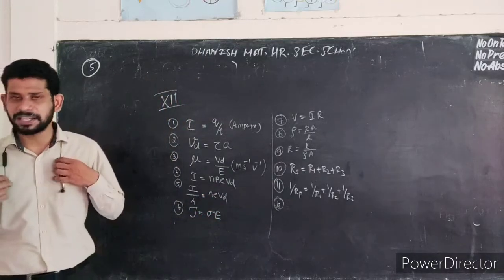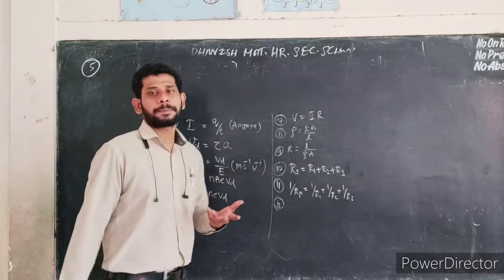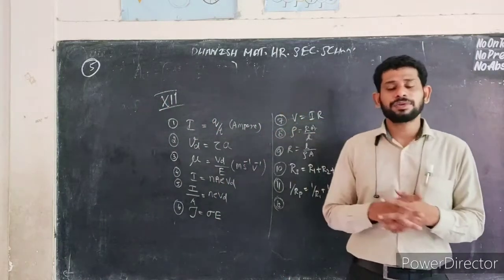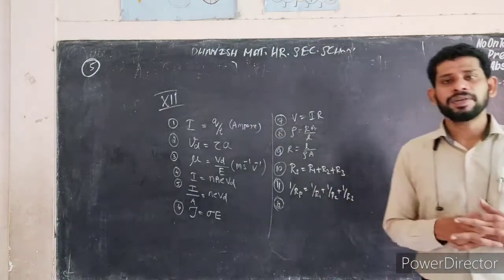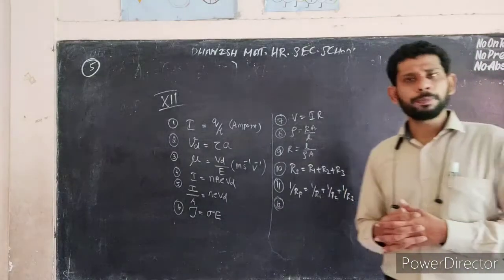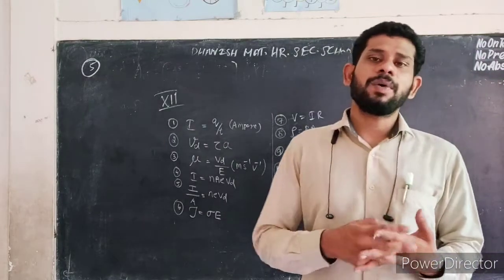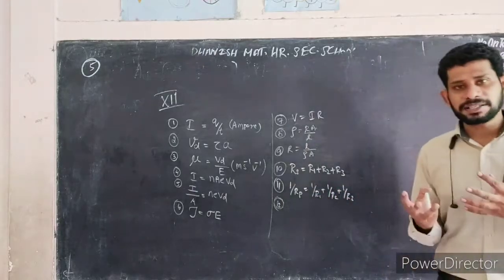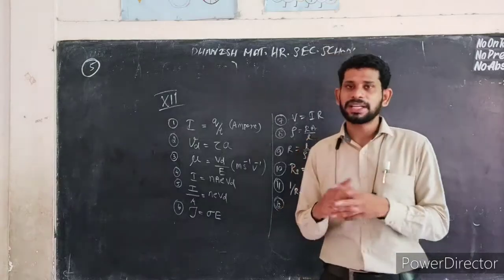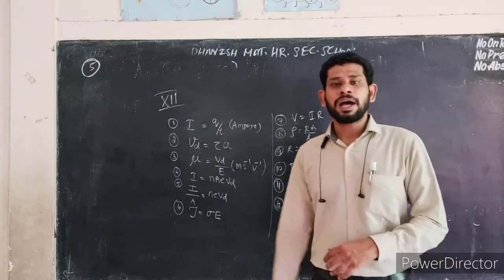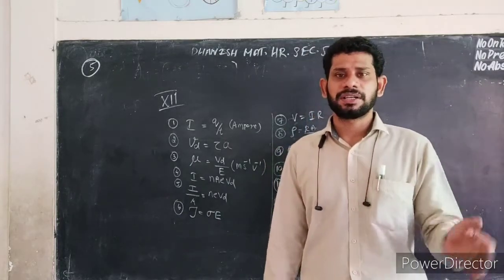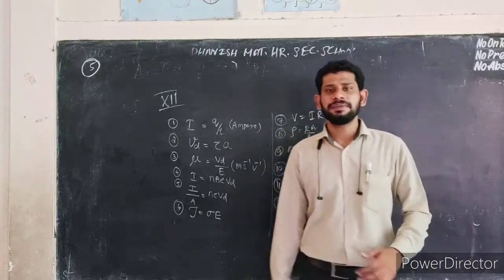So equivalent resistance and Kirchhoff's rules. What is Kirchhoff's rule? There are two rules. The first one is called the junction rule. The second one is called the voltage rule or loop rule. The junction rule, or current law: what is meant by current law? It is the algebraic sum of the currents meeting at any junction, which will be equal to 0. The current entering the junction will be equal to the current leaving the junction.